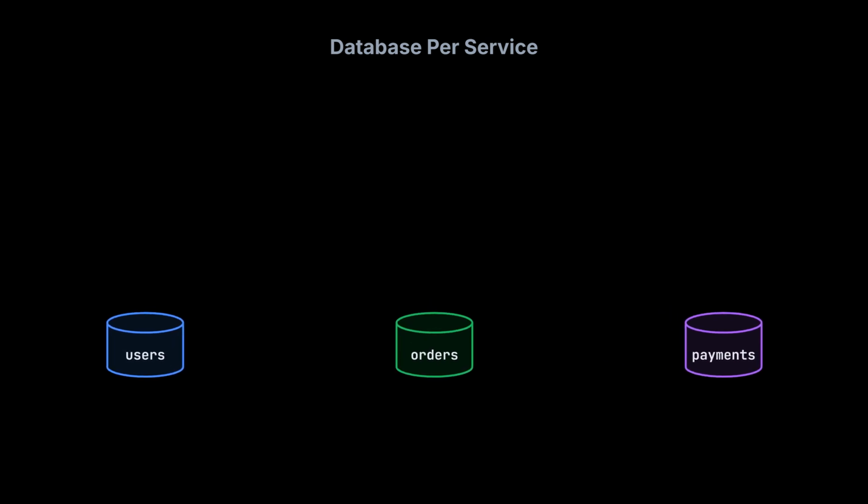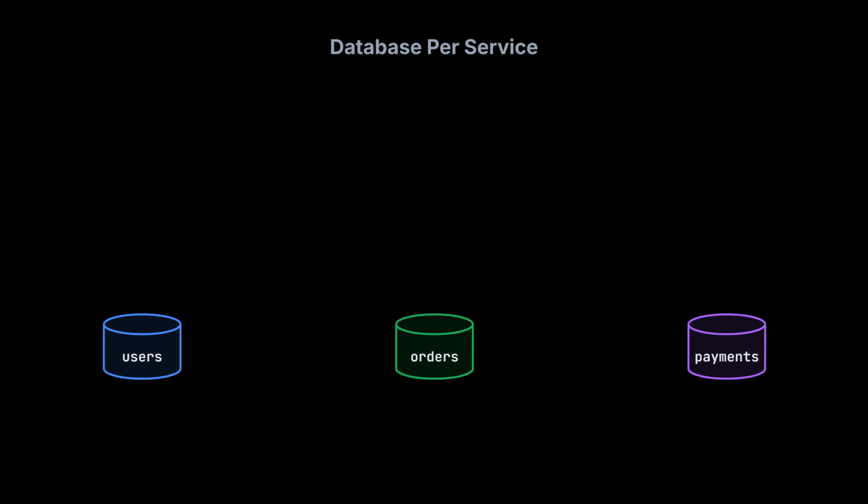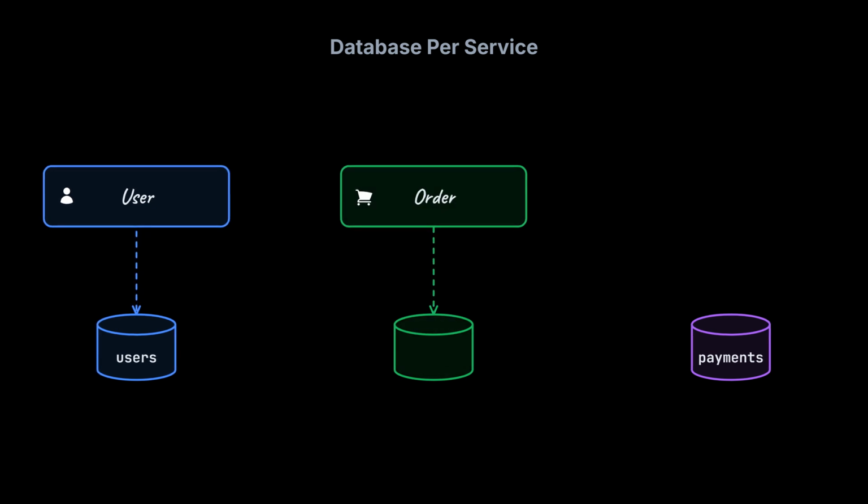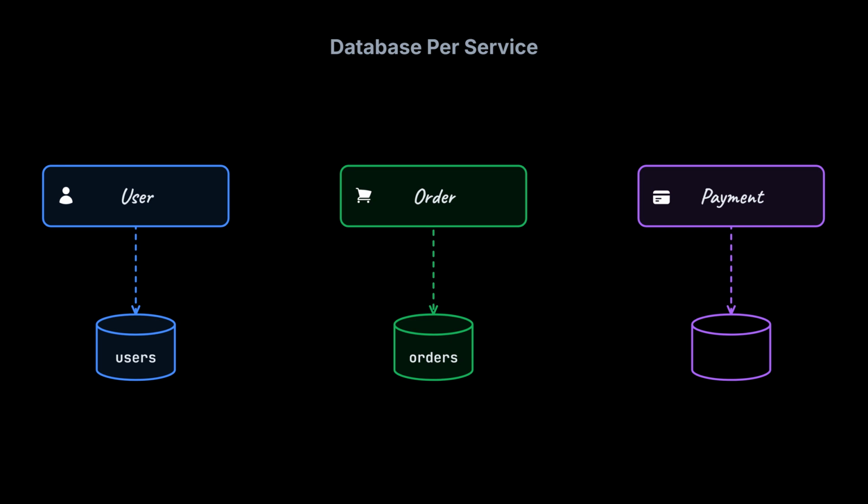So now, how do we solve all of this? The answer is surprisingly simple. The database per service pattern. The rule is just one line. Every microservice owns its own database. The user service gets its own database. The order service gets its own database. The payment service also gets its own.